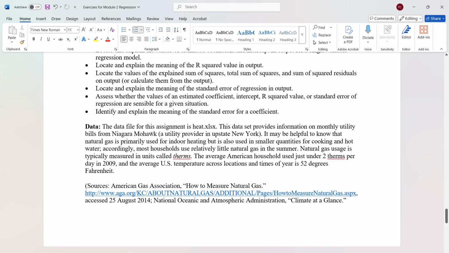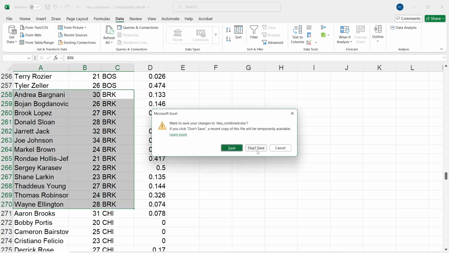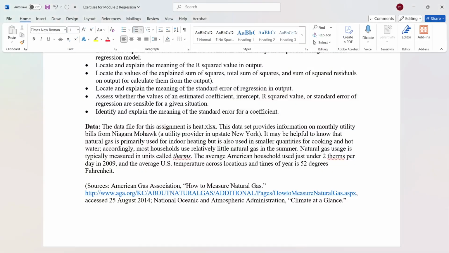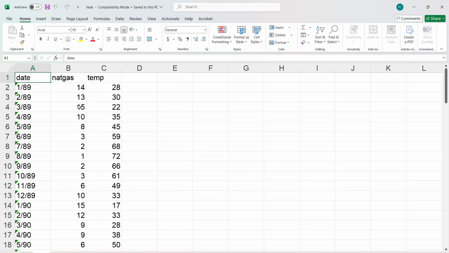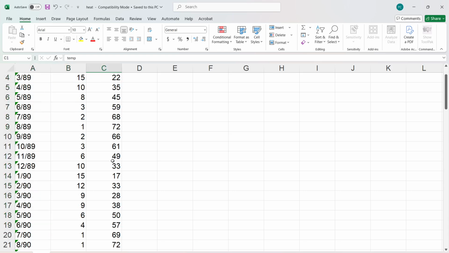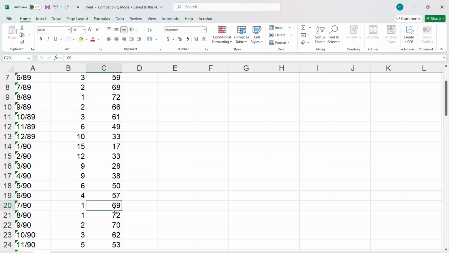Okay, the data file for this assignment is heat.xlsx. Go ahead and close the NBA data since we're done there. Don't save. The heat data. There it is. Good, good. Some more old data from the ancient times. And what do I have? Natural gas and the temperature outside. Goodness, this must be in Fahrenheit.